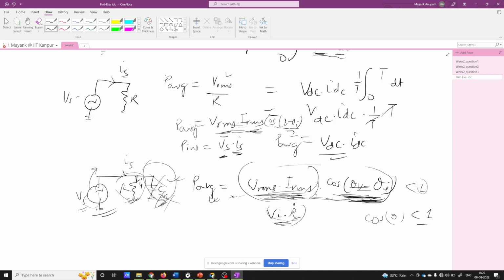Okay, this is I1. Yeah, definitely, true. So when you do this, you will see that this will become 0. So this will be Vs RMS times I1 RMS. That's all. And this will be exactly the same as this quantity here. You are exactly right. Yes, that will happen.